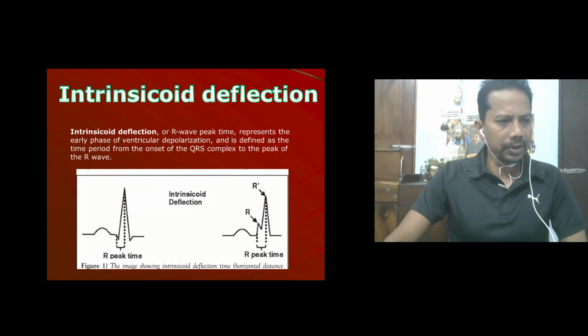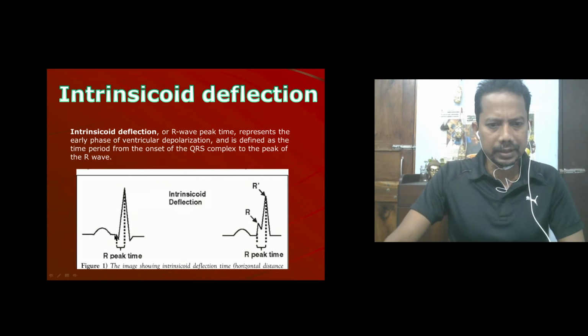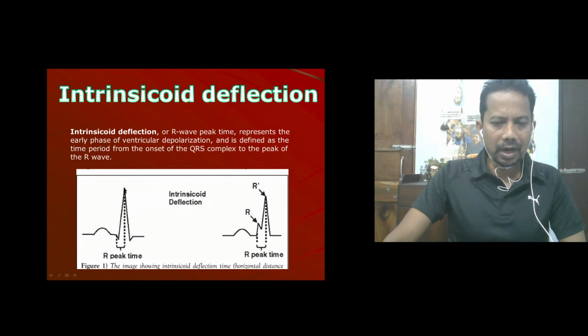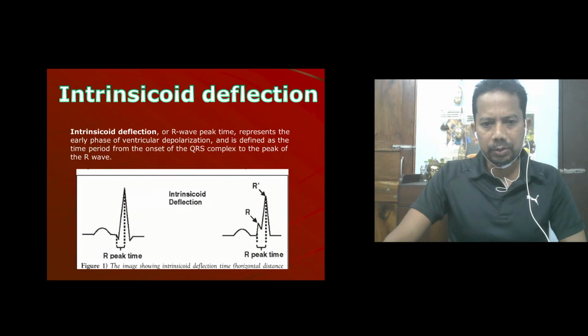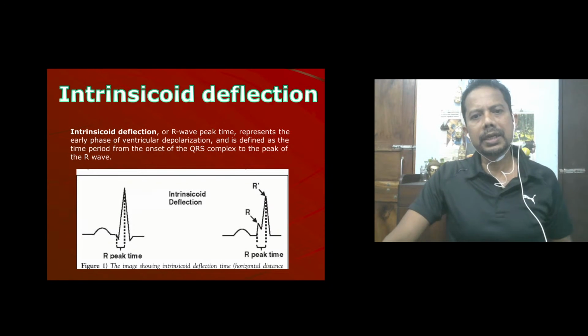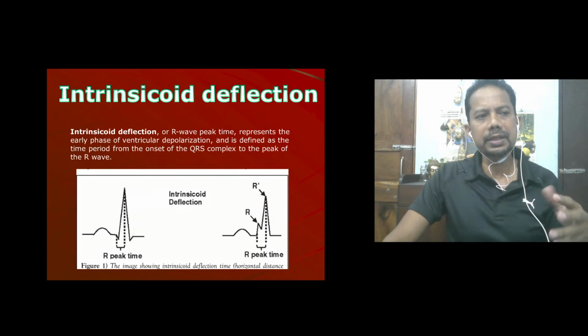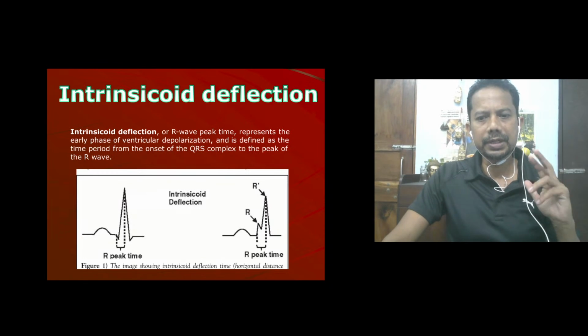So it is very important that you know this is the intrinsicoid deflection, from the starting of the R wave or the Q wave to the tip of the R wave. This is where the ventricular depolarization starts. Normally it is 0.045 seconds, and if it is more than that, it is increased VAT, ventricular activation time. We call it increased ventricular activation time.